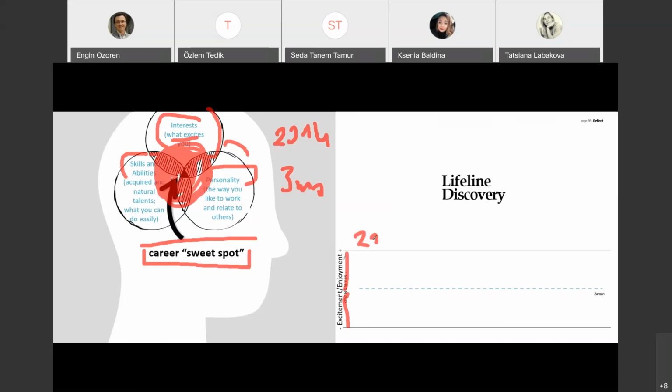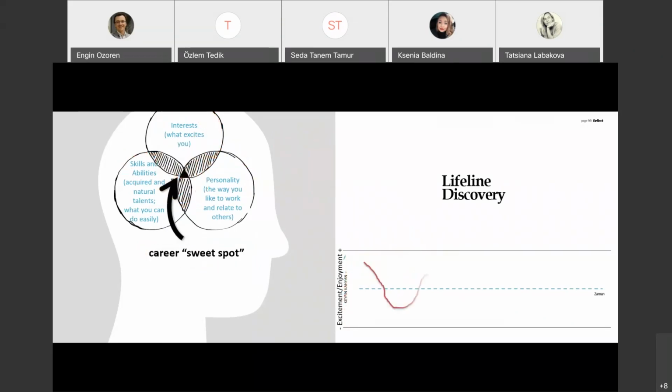So in 2014, depending on your skills and abilities, your interests, and your personality, you may define one point. In 15, that point may be different because of your position, because of the job you do. It's not like before. If you change your company and position, it could drop or it could be higher. So you have to look at your lifeline discovery.